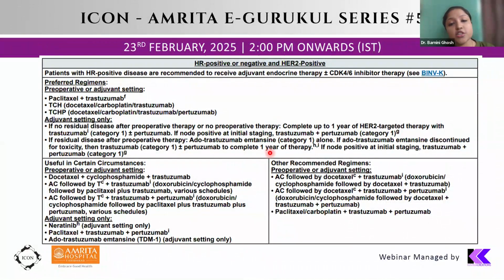Now, what is the indication for adding pertuzumab in the adjuvant setting? It is for patients who were initially node positive at presentation. For them, pertuzumab is recommended to be added in the adjuvant setting. Now, if there is no residual disease after preoperative therapy, and also if there is no preoperative therapy, in such cases, trastuzumab plus minus pertuzumab may be used to complete a total of 1 year. Another option in the adjuvant setting is the TKI neratinib. It is given for 1 year duration.